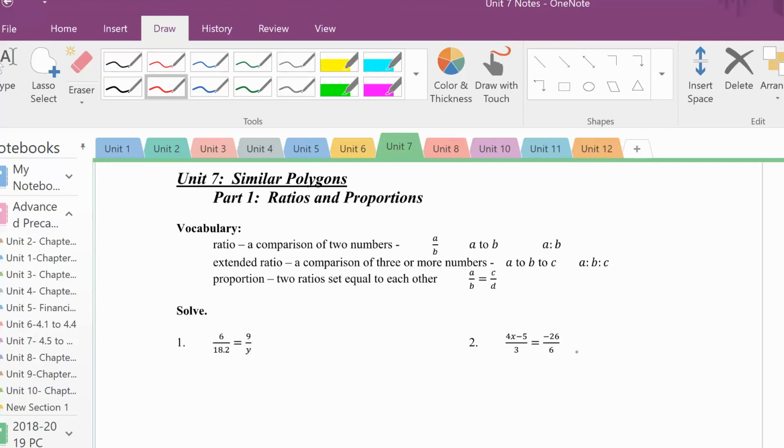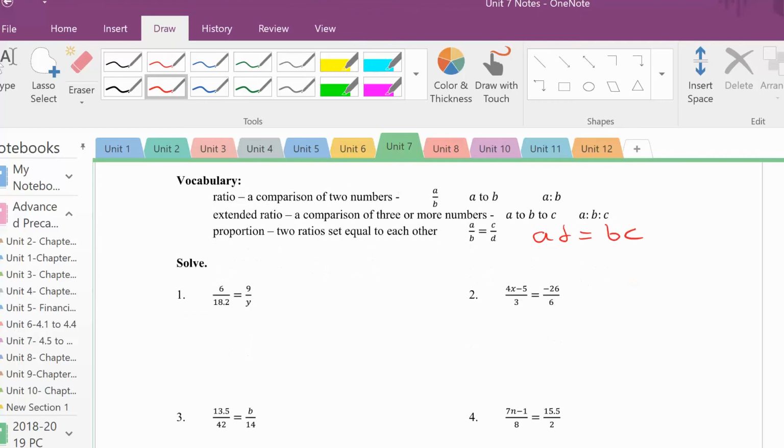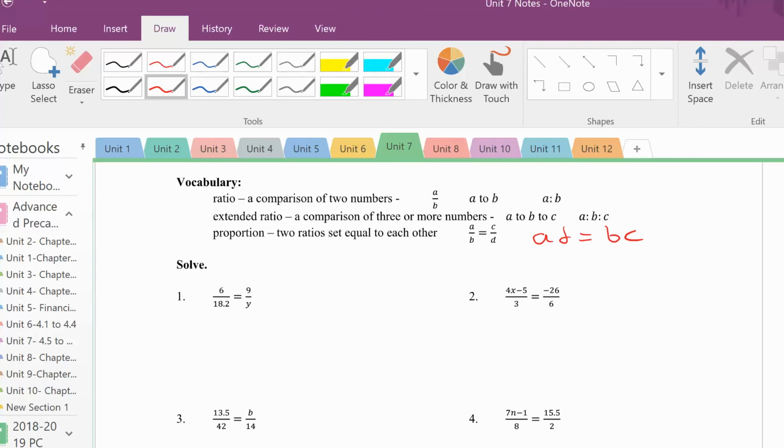And remember, in a proportion, the cross products are equal. AD is equal to BC. All right, and that'll help us to solve any proportion. Like, for example, number 1, 6y is equal to 9 times 18.2. So then you divide by 6, and you get y is equal to 27.3.